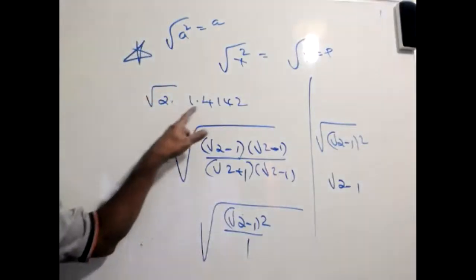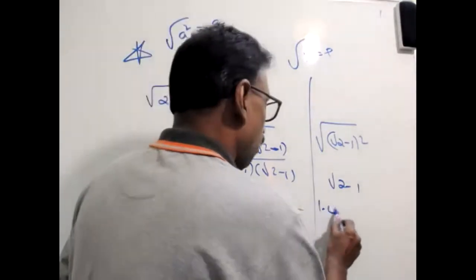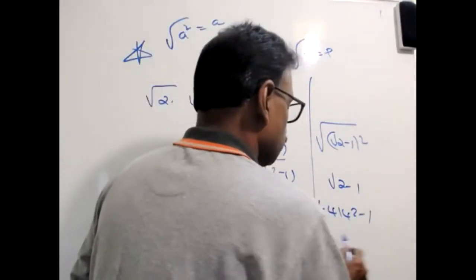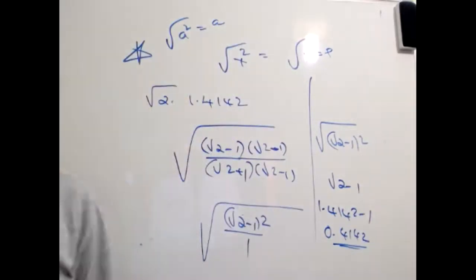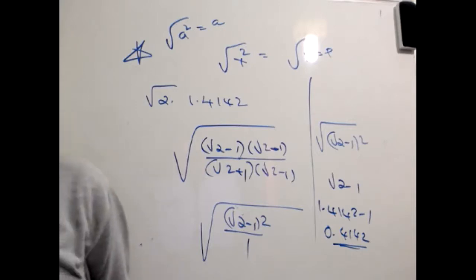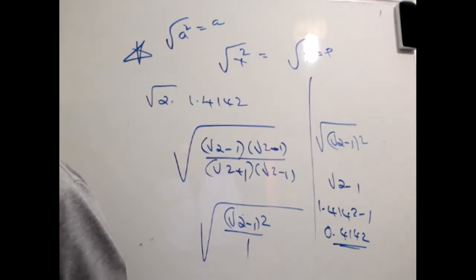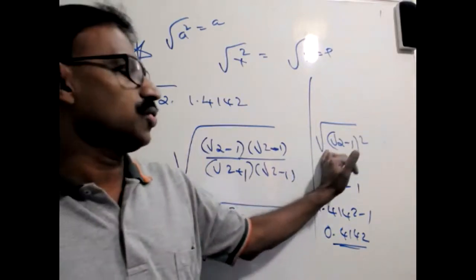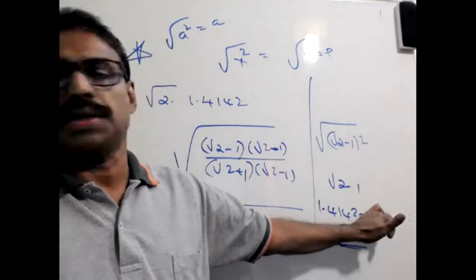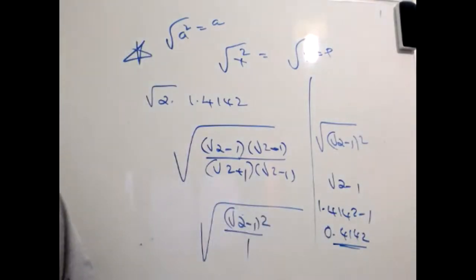Then come back to the value. 1.4142 minus 1. What is the answer? 0.4142. This is the final answer. Are you okay or not? Any question? You remember this one? Root of x square is x, root of p square is p, root of y square is y. Accordingly, root 2 minus 1 whole square is root 2 minus 1. Then apply the value.